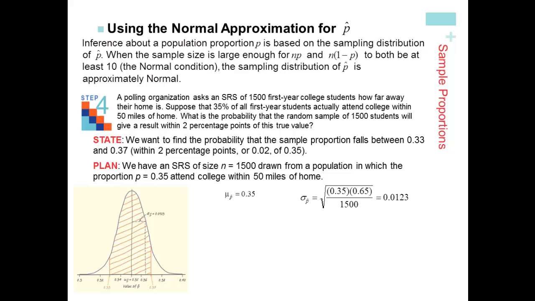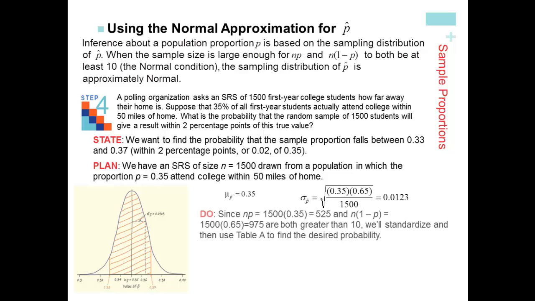0.0123. Now, can I use normal calculations on this? I can, as long as n times p and n times 1 minus p are both greater than or equal to 10. Well, if I take 1,500 times 0.35, I end up with 525, and n times 1 minus p ends up being 975. Since both are greater than or equal to 10, we are going to standardize and use table A to find the desired probabilities.